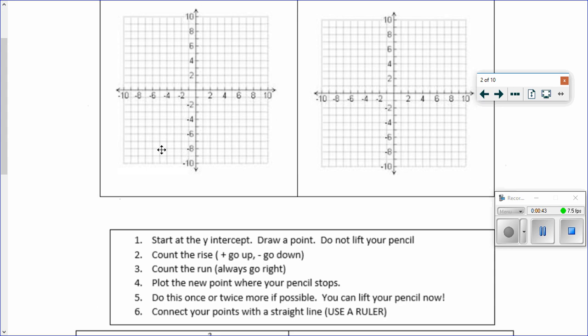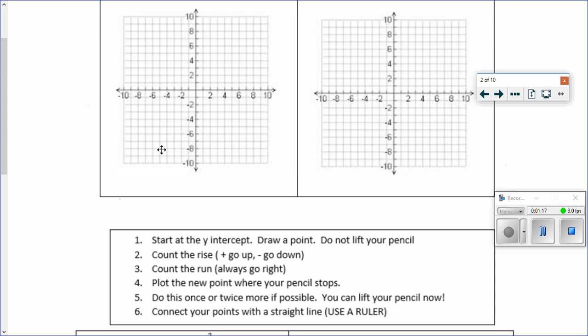So having a look at the instructions here, you're going to start by graphing the y-intercept. Now, when I say do not lift your pencil, I don't really mean never take it off the page again. I mean, you can lightly draw as you're going to your next point. So you count out your rise, you're going to go up if it's a positive, down if it's a negative. Again, keeping that pencil down, so we're kind of drawing out the legs of the triangle, count the run, and we're always going to go to the right for our purposes. And then where that new point is, now you're going to draw your point.